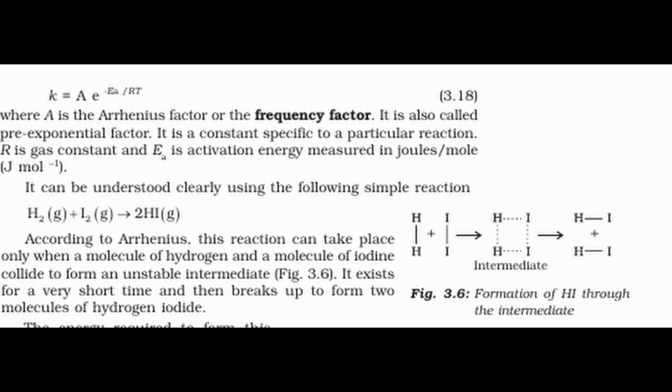This temperature effect is explained by the Arrhenius equation, k = A e^(-Ea/RT), where k is the rate constant, A is the frequency factor, Ea is the activation energy, R is the gas constant, and T is temperature in Kelvin. According to Arrhenius, reactant molecules must first form an unstable activated complex before converting into products. And the minimum energy required to form this complex is the activation energy.